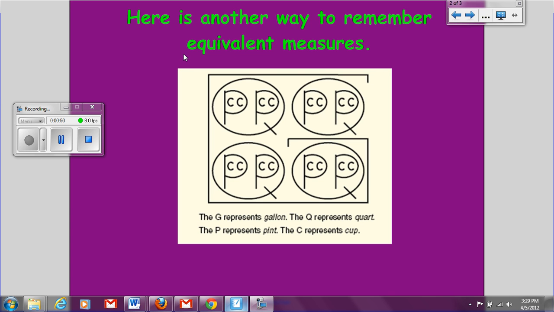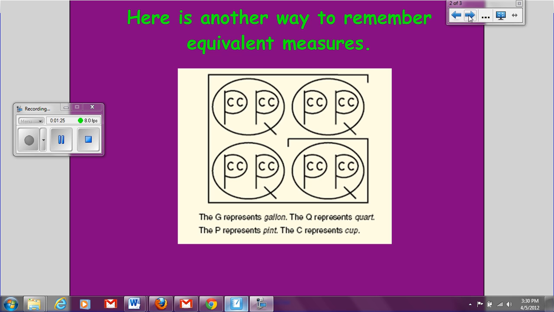And then here is another way for you to remember equivalent measures. The big G here represents gallons. The Q represents quarts, so that shows that there's 4 quarts in a gallon. The P represents pints, 2 pints in 1 quart. And then the C represents cups, and there's 2 cups in 1 pint, and on and on. So I want you to look this over as you're doing these different activities, and then come back to it if you need to.